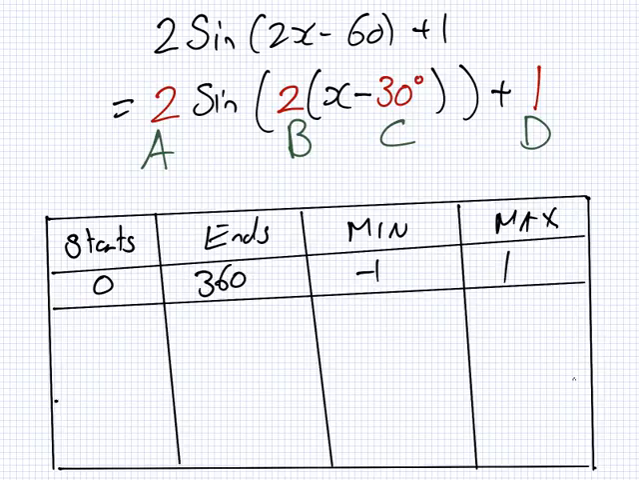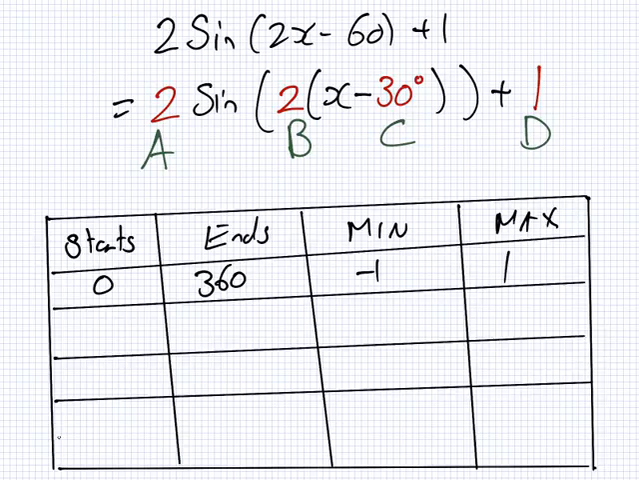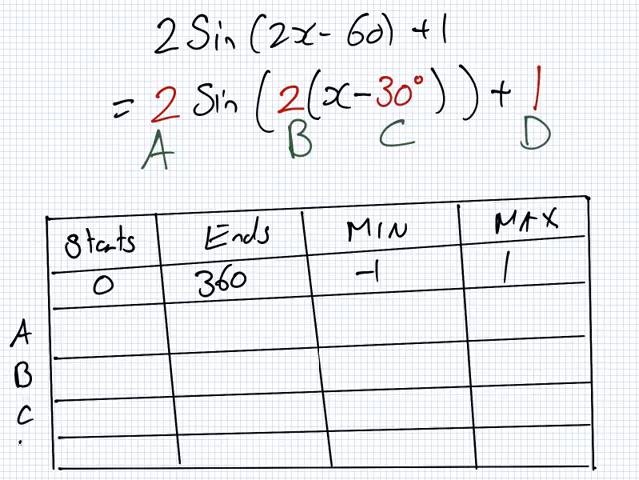And then what we have now is 4 effects, 4 transformations caused by the A, B, C, and then finally the D. So let's have a look at each of them one by one. So what is the effect of the A, did we say? Well, that's to expand it 2 units. So which of my 4 change here? 0, 360, -1, or 1? What will -1 and 1 become? -2 and 2. This is the effect of the A.